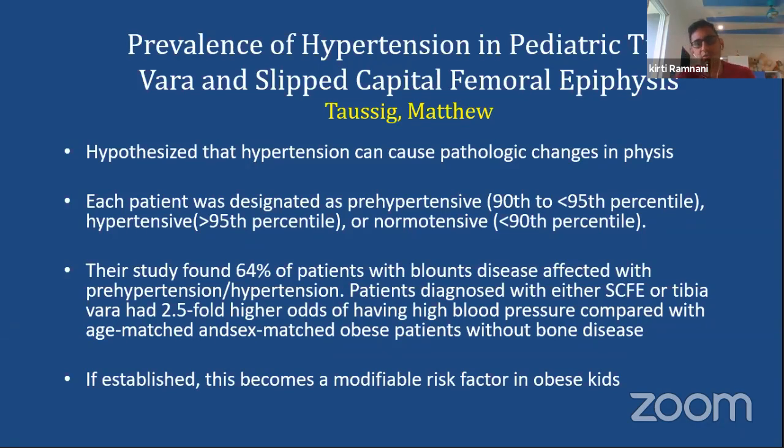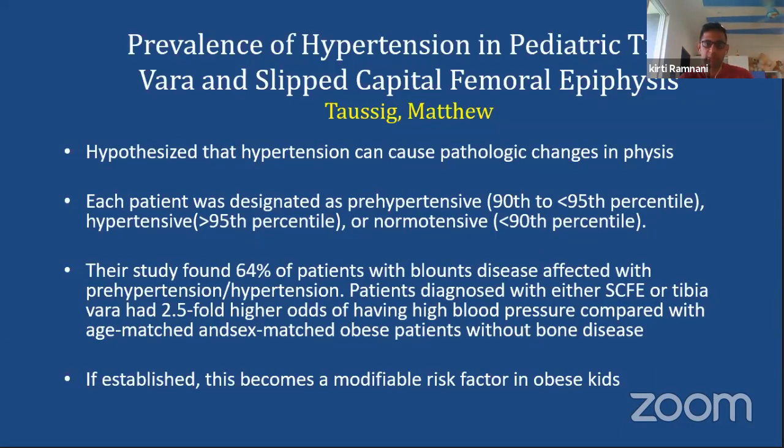So what he hypothesized was that obesity is a risk factor for Blount's disease, but not all obese patients end up with Blount's or a SCFE. So he said there must be something else to it, and he studied hypertension, and he defined hypertension or pre-hypertensive state as more than 90th percentile.